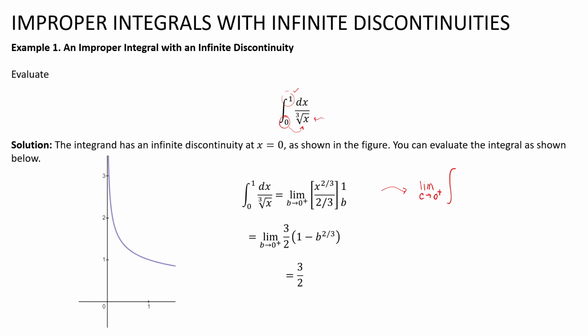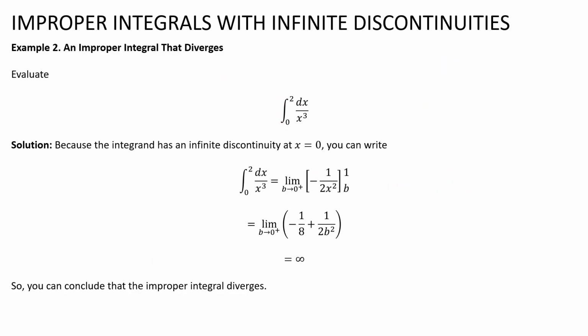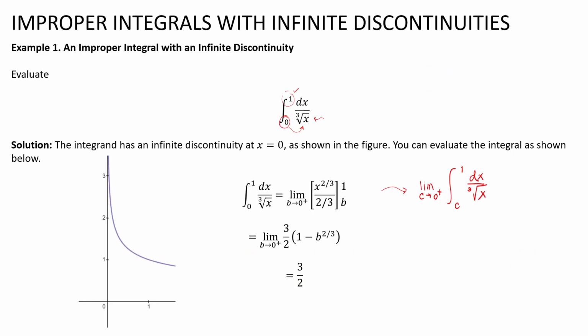c. Then this becomes c going to 1, and then you're going to have dx all over the cube root of x. In this case, the reference uses B. But according to the formula, since the formula is using C, so C approaches something. So that's why we're going to put C.